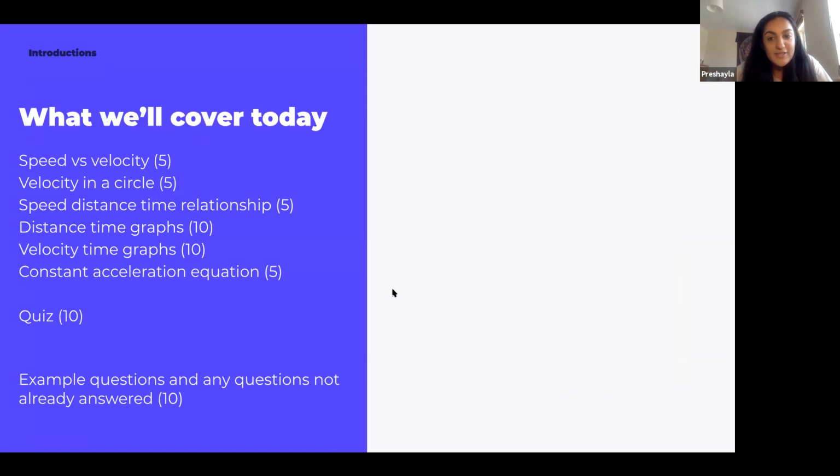So what we're going to be covering today is what is the difference between speed and velocity? Why do we have two different names for the same thing? Velocity in a circle, so what is special about circular motion? The speed distance time relationship, which you're probably already familiar with, but going into a bit more depth. Distance time graphs, velocity time graphs, and a new equation called the constant acceleration equation. Then there'll be a small quiz and we'll go through some exam questions and your questions.